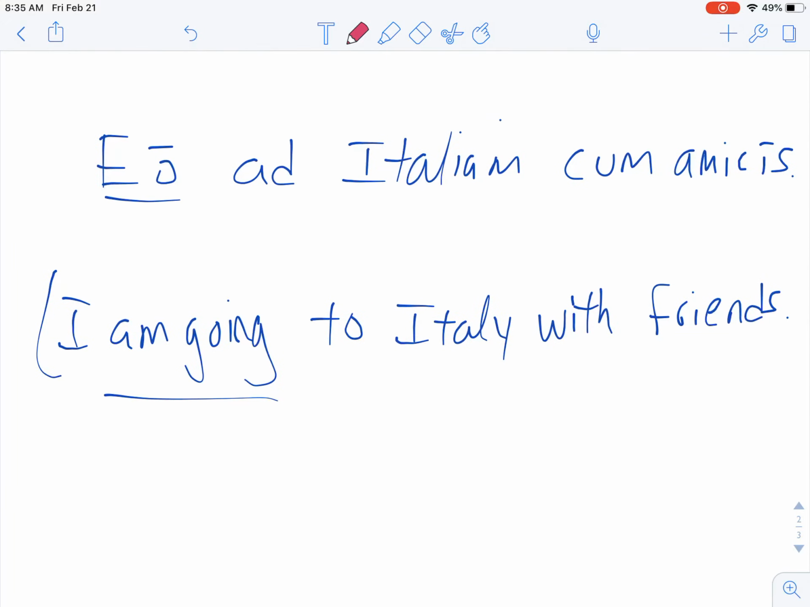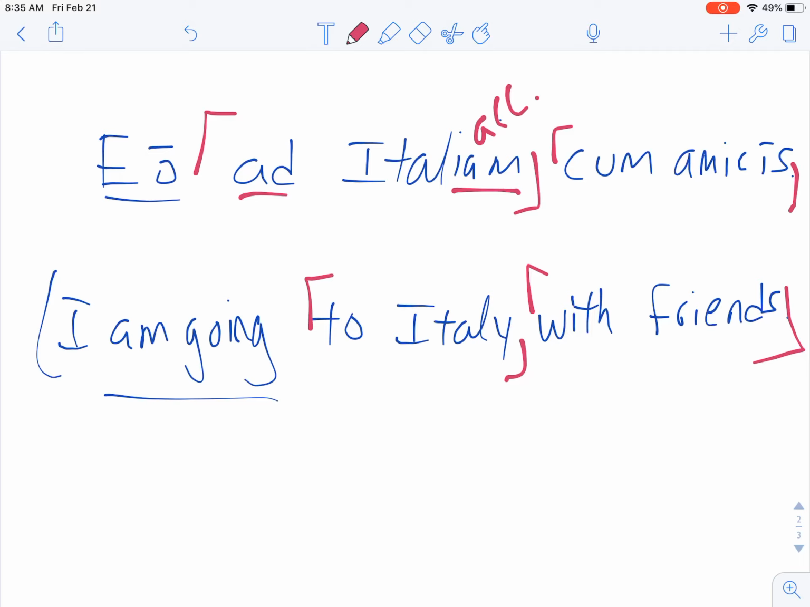Let's look at an example. If I wanted to say I am going to Italy with friends, I would say eo for I am going, ad Italiam, to Italy, and then cum amicis, with friends. Ad comes before Italiam, which is accusative, because ad is a preposition with the accusative case. Cum amicis, cum takes the object amicis, which is ablative, because cum is a preposition with the ablative.